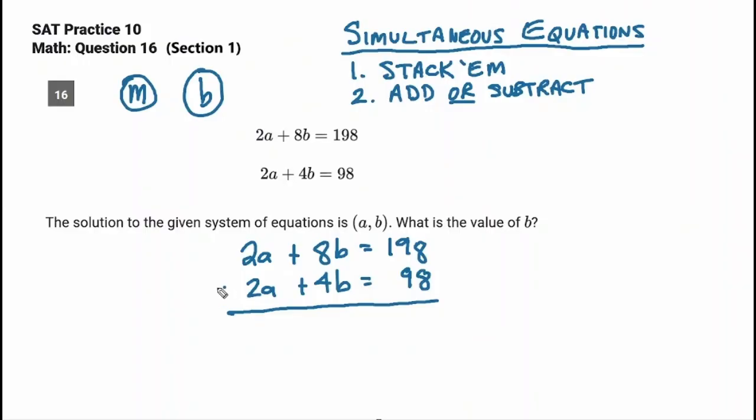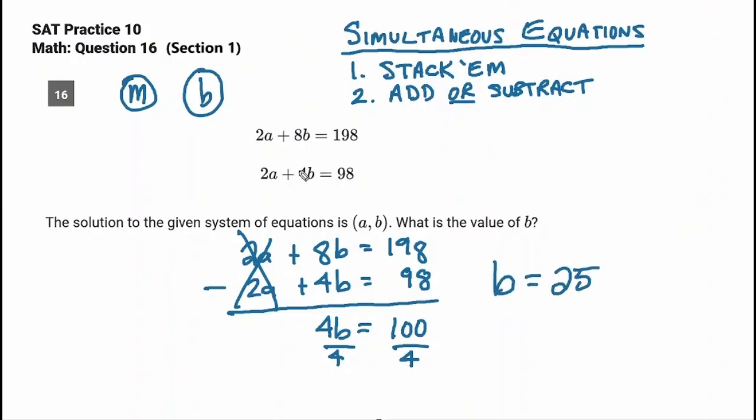Here, if we subtract, we can just make the A's go away. 8B minus 4B, that's 4B, equals 198 minus 98. Do it on your calculator if you want, but that's just 100. You can divide both sides by 4, which you can probably also do in your head. B is 25. And hey, look, that's what you're looking for. That's the answer. You can get this right incredibly quick and move on.